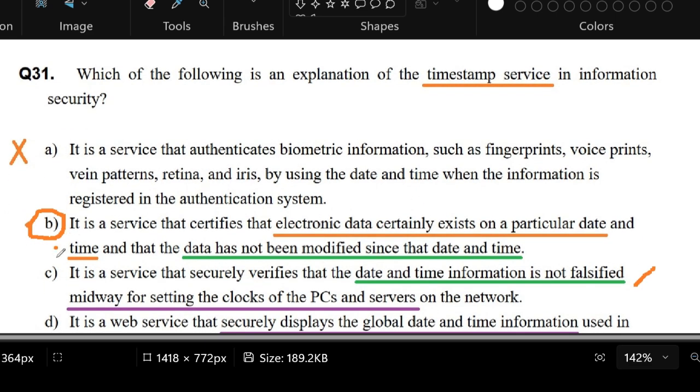And if you look at letter B, we have a service. The timestamp service in information security is supposed to certify that electronic data certainly exists on a particular date and time, and that the data has not been modified since that date and time. I thought that this was quite simple to understand and implement. We check whether the data exists or not, and if it exists, whether it was modified or not.